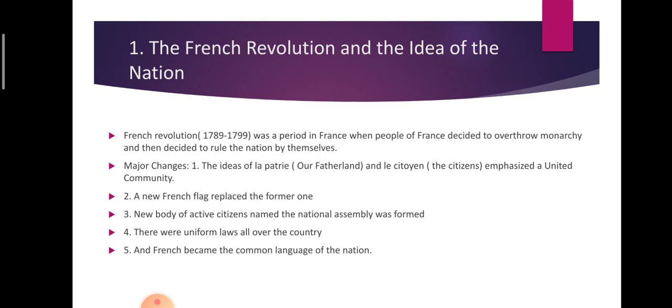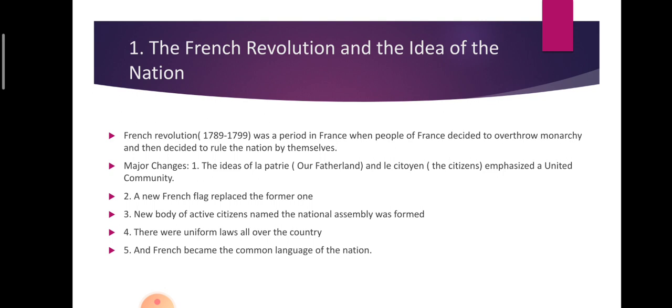The French Revolution was a period of 10 years from 1789 to 1799. It was a period when the people of France decided to overthrow monarchy, and then they decided that they themselves, the citizens of France themselves, would rule the nation. There were so many political and constitutional changes in the French Revolution that led to the transfer of supreme power from the hands of the king and monarchs to the French citizens.